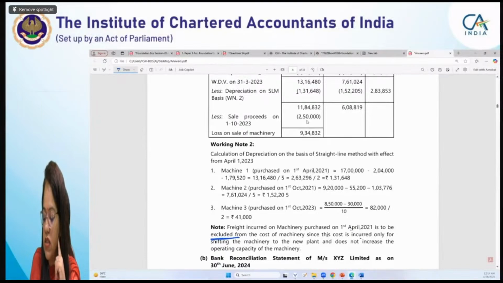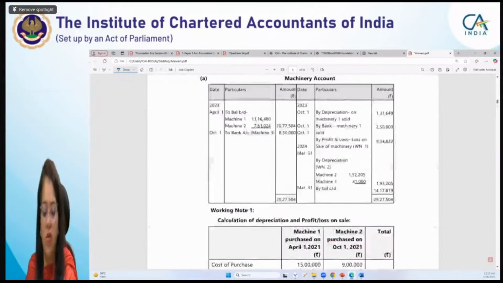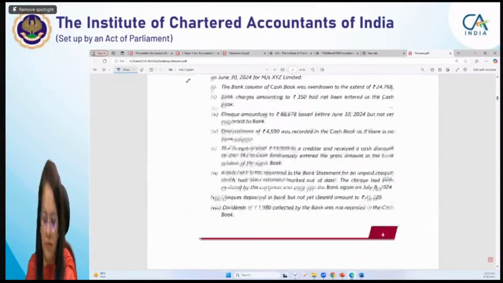Since this cost is incurred only for shifting the machinery to the new plant and does not increase the operating capacity of the machinery. If this freight had been incurred and the machinery value had increased, we would have taken it into the cost of machinery. But since there is no addition to the cost of machinery, it is only a shifting cost. That is why this is excluded from the cost of machinery.